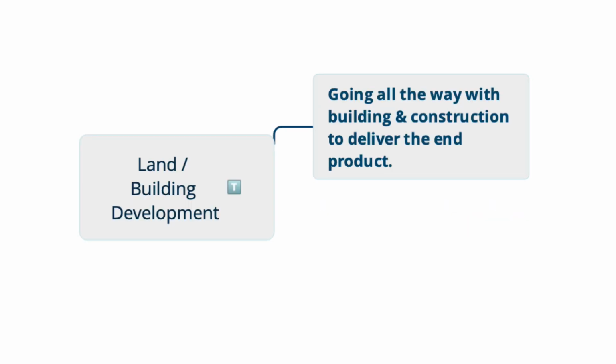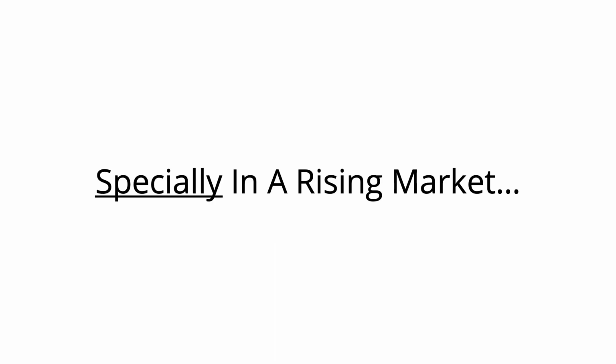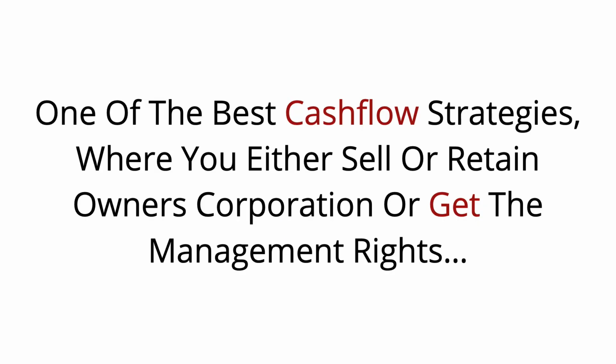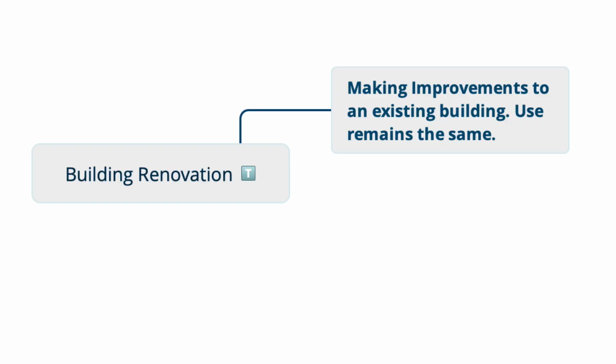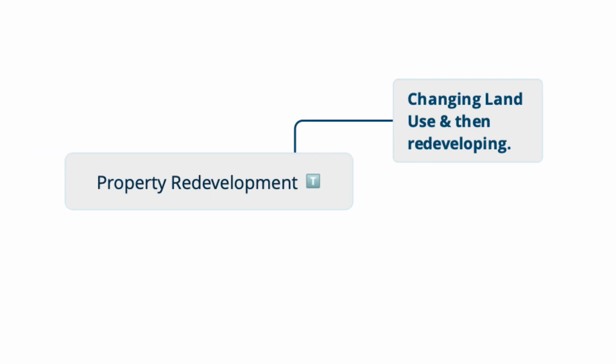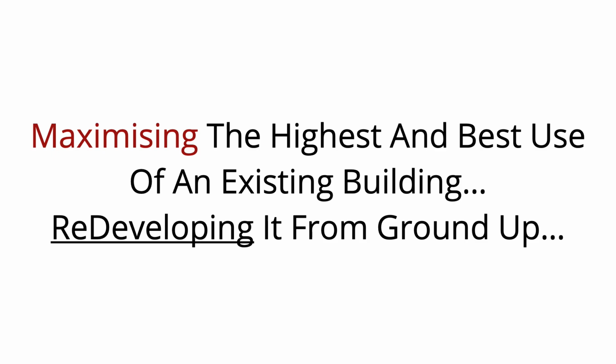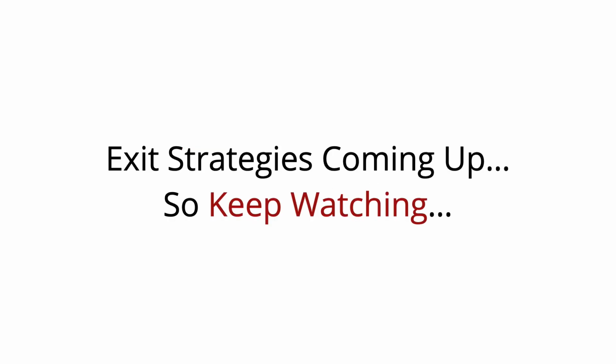Land and building development: this is where you go all the way with construction to deliver the end product, especially in a rising market. Building operations: one of the best cash flow strategies, where you either sell or retain owner's corporation or get the management rights. Building renovation: pick up a worn down property, know your numbers, add cosmetic improvements, and flip. Property redevelopment: for example, redeveloping commercial or an industrial building into residential, or maximizing the highest and best use of an existing building, demolishing it, and redeveloping it from ground up. In a minute, I will explain your exit options with each of these strategies, so keep watching.